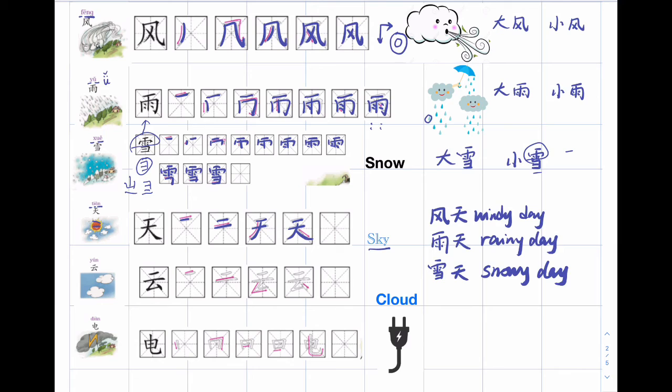Okay, next one we have 云, 云. Okay, 1 2 3. It's a bit quick now. 4. Right? If you follow the stroke order, you can see that exactly like what I just did. Okay, and I want to go back to explain, right? 天, what is that?